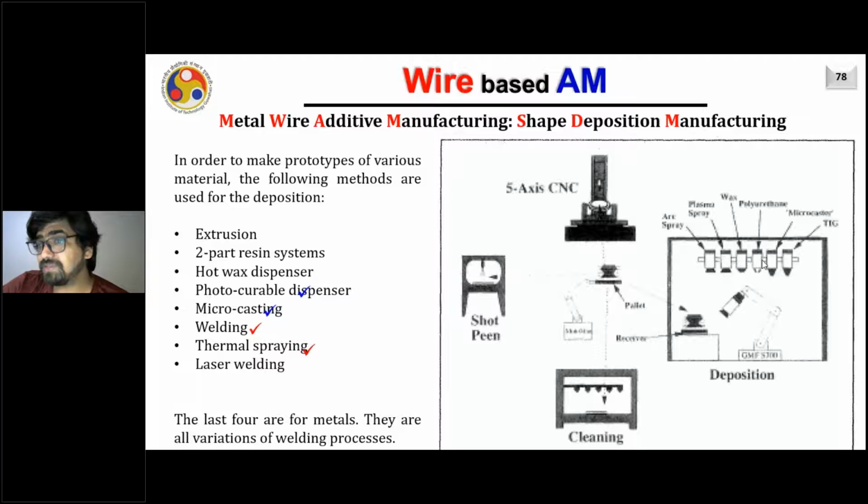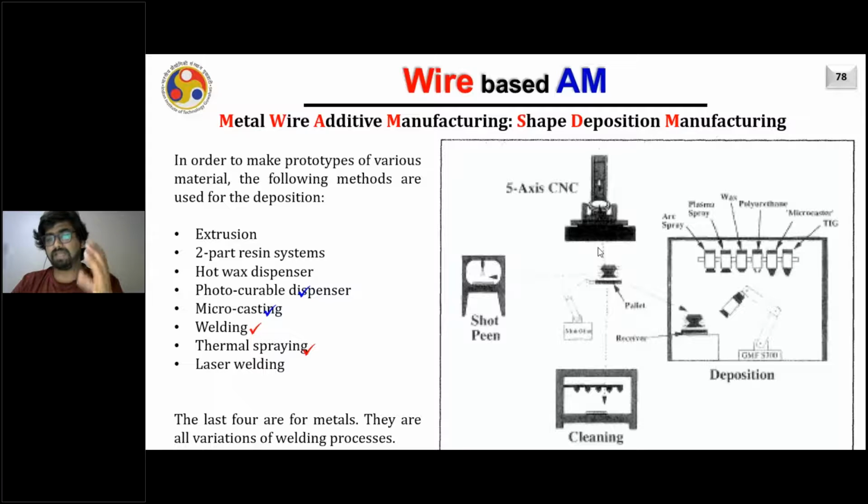In this system, what happens? There are multiple guns here, one corresponding to MIG welding, TIG welding, and they also have some innovative welding process called microcasting. They used to have laser welding. Then there's a substrate which moves under these different stations, and then again moves to the different stations like shot peening, corresponding to eliminating the residual stresses, and then a 5-axis CNC machining center where it goes for machining operation to improve the surface roughness.